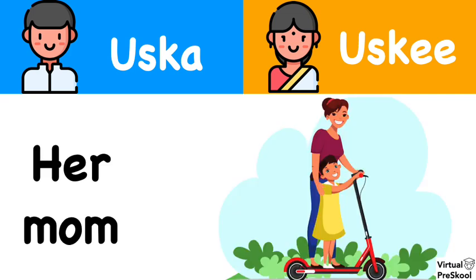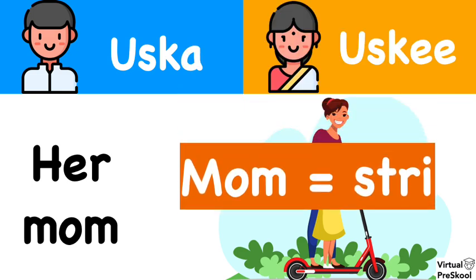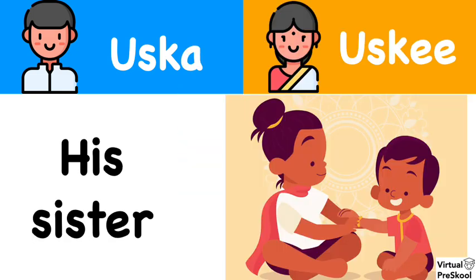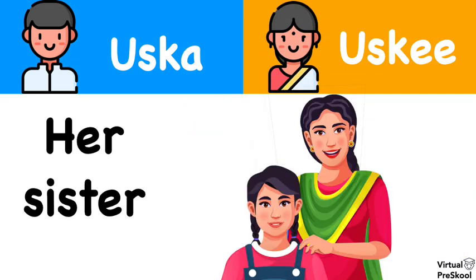What about this, Uska or Uskee? Her mom. Uskee, because mom is a stri noun. What about this, his sister? Uska or Uskee? Uskee. Why? Because sister is a stri noun. What about this one, her sister? Would it be Uska or Uskee?